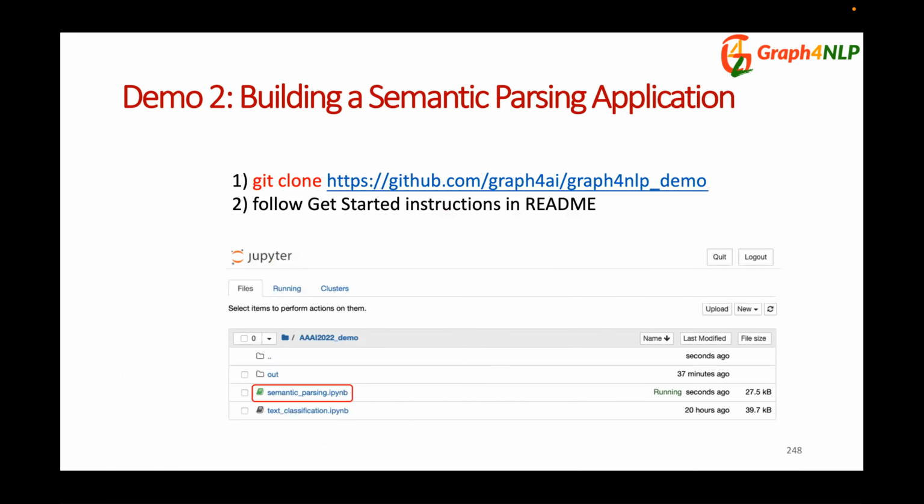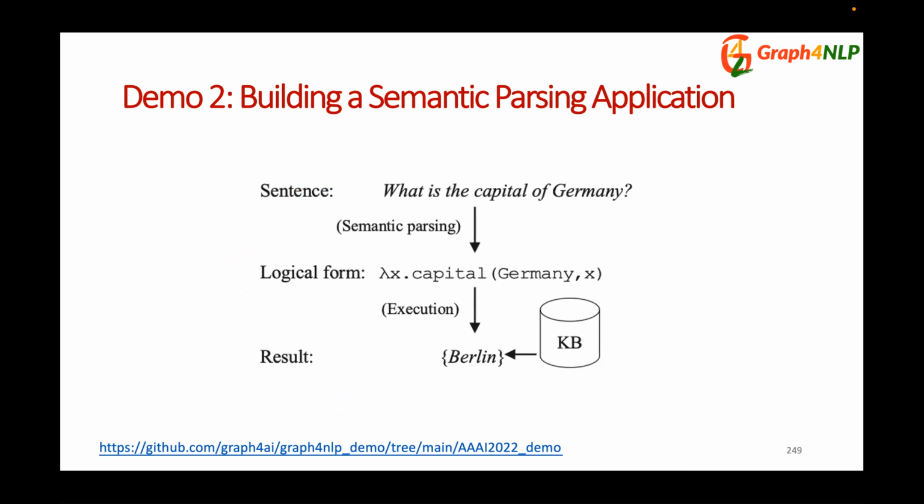Next, let's see our second demo about semantic parsing. Semantic parsing aims to generate a logical form of the input natural language sentence. This can be quite helpful for many applications like question answering, because we can execute the generated logical form against a knowledge base to fetch the answers.